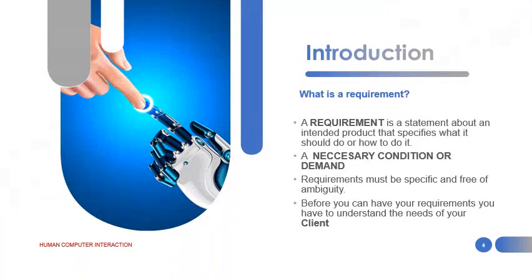Since we're talking about requirements gathering, what are types of requirements? A requirement is a statement about an intended product that specifies what the product should do or how it should do it. In other words, it's a necessary condition or demand. When a product is being manufactured, what do we want the product to do? What do we require it to do? What do we need it to do? We're talking about the function that we need the app or system, or whatever we are designing, to perform.